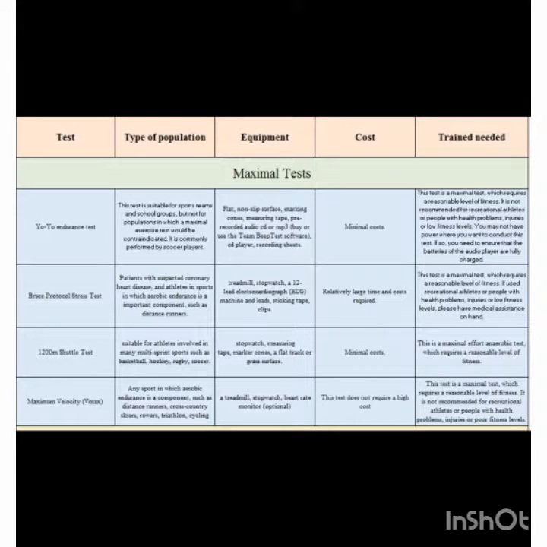There are different types of tests to measure cardiorespiratory capacity, which are divided into maximum and submaximal aerobic tests. Among the maximum tests we can find the continuous exhaustion tests, of which there are 12.